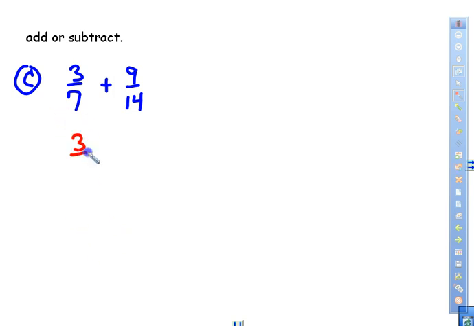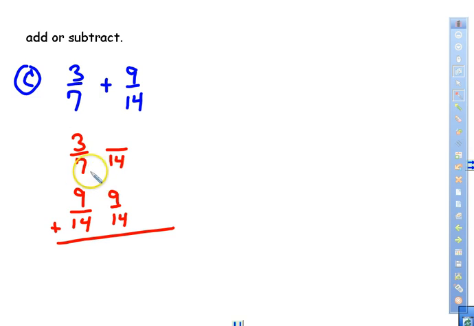So again, I'm going to set this up. I like to write them vertically so that I can do all of my work off to the side. And for common denominators, I start with the largest denominator. If the other one goes into it, then that is your least common denominator. So it is 9/14, and 14 is going to be our least common denominator. I said that incorrectly. So we're going to multiply by 2.